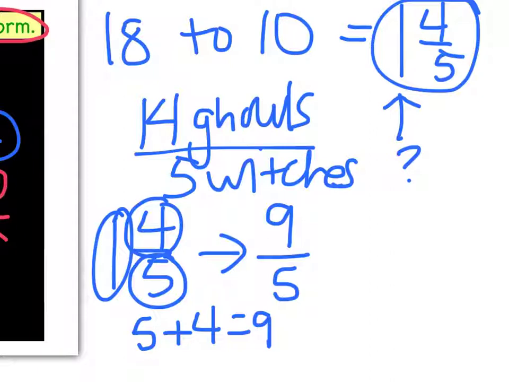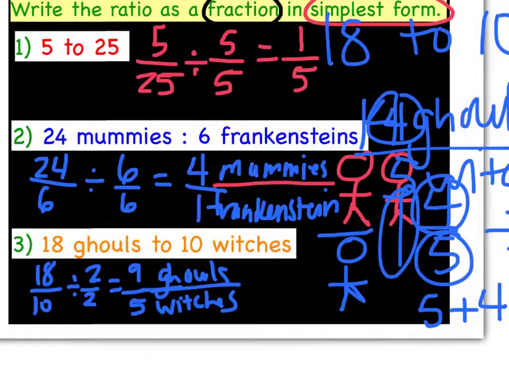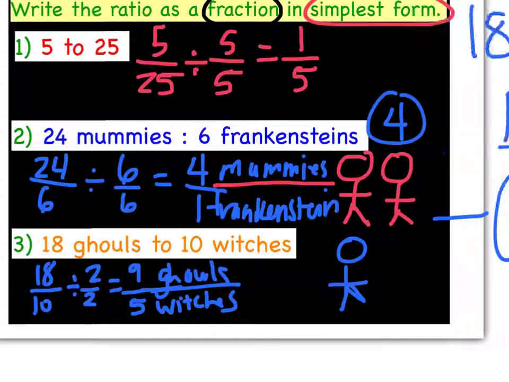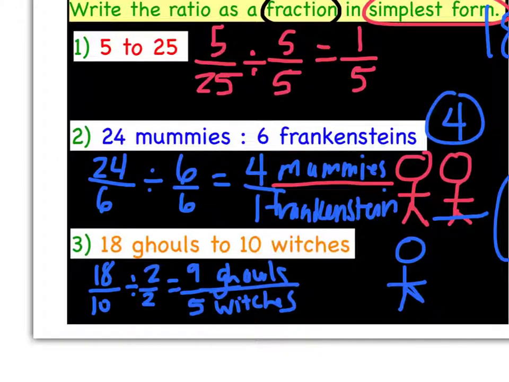If we have a label, which we do, we are going to write that down. 9 ghouls versus our 5 witches. And that's exactly what we have on our paper, right here. So make sure that's on your paper as well.